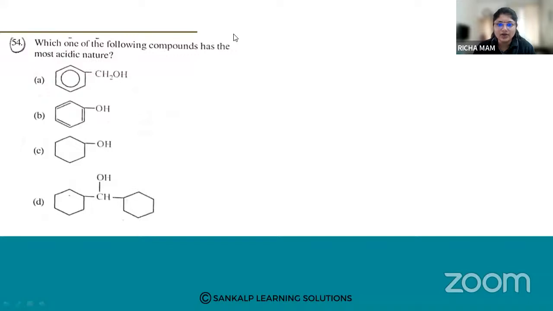Okay, Varun Raj has answered A. Navyashri has answered D. Others? What about others? This first one is a benzyl alcohol. The second one is a phenol. C is cyclohexanol. Then this is a bicyclic compound, where two rings are fused here.